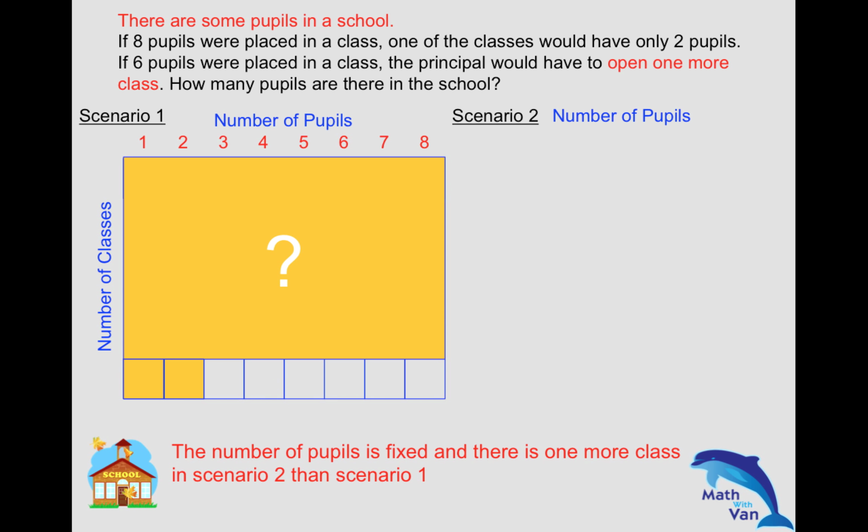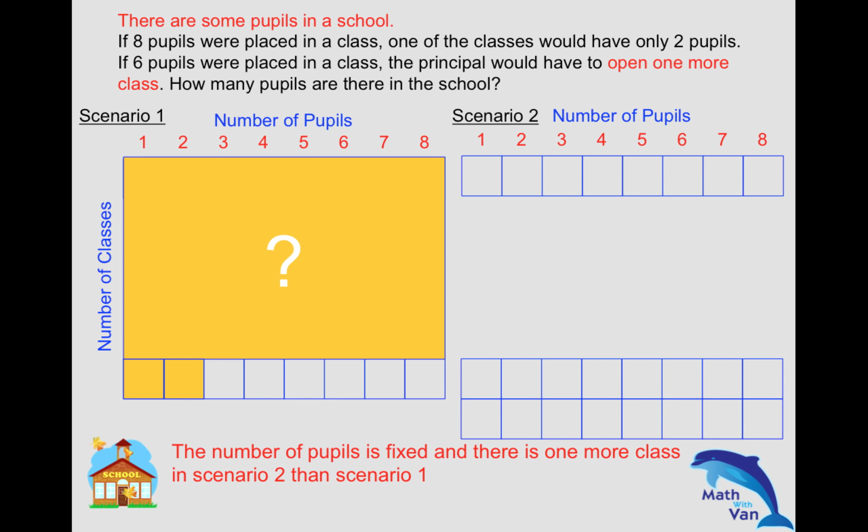All right, now let's move on to scenario 2. We know that 6 pupils were placed in a class, so instead of 8, I have 6. And then the principal will have to open one more class than in scenario 1, which will be represented by this. We were told that all the classes are filled with 6 pupils. But again, I do not know how many classes there are, so never mind, give one big block over here. What I know is that the 2 classes would have 6 pupils.